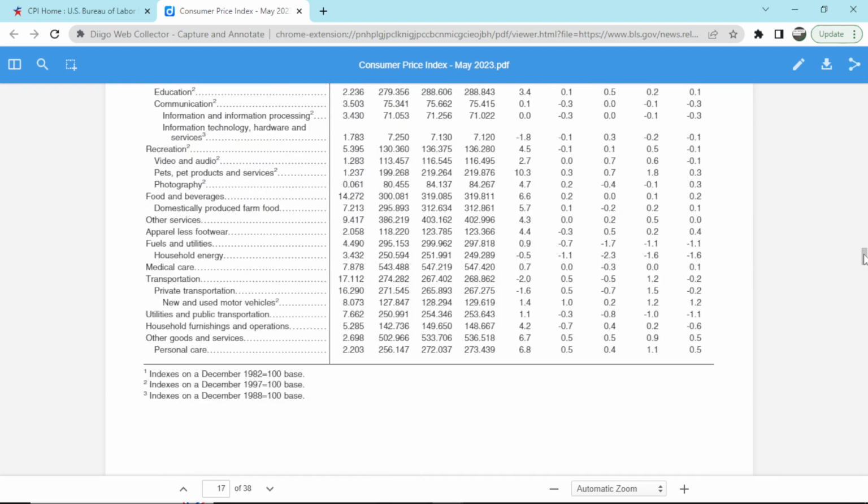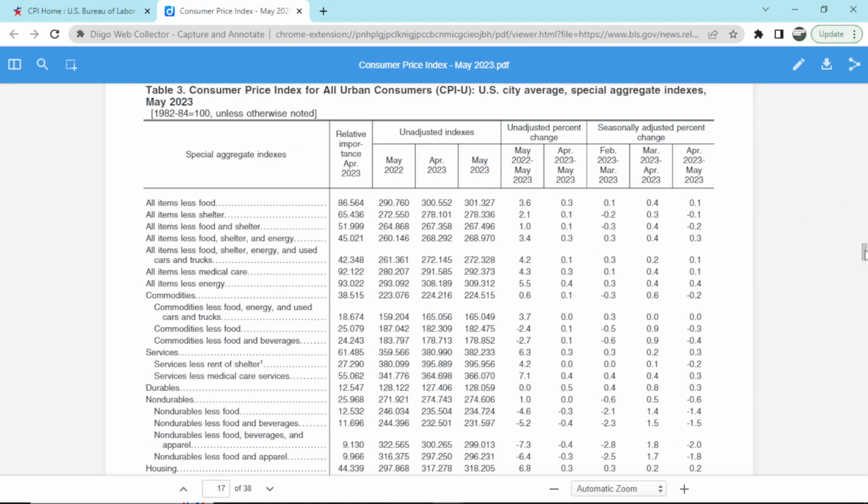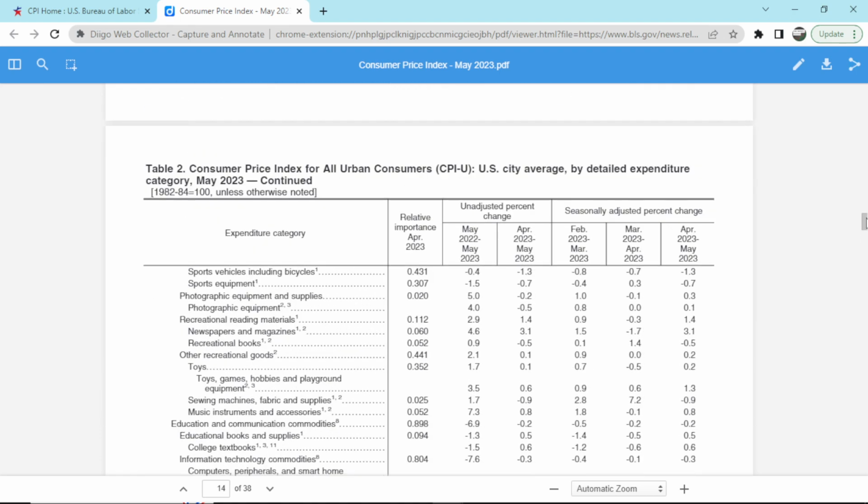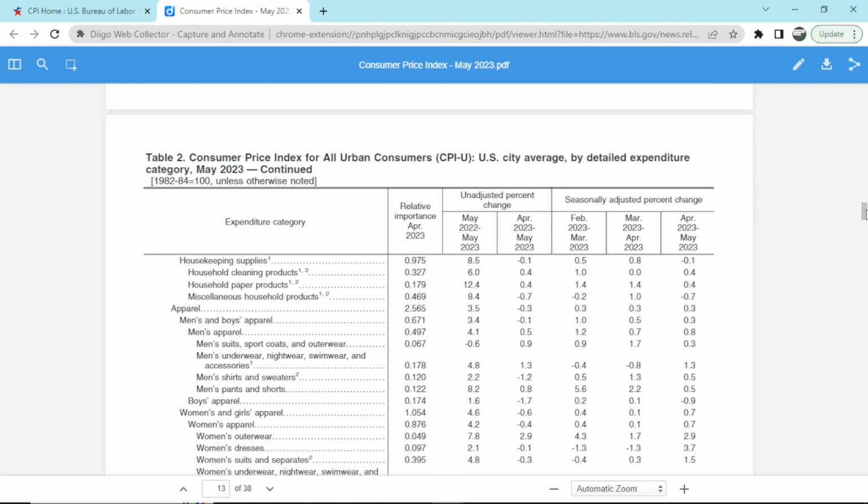And I think that's it for today. There are many categories in these tables. You can go through it, focus on the ones that you find interesting or the ones that you're concerned about.